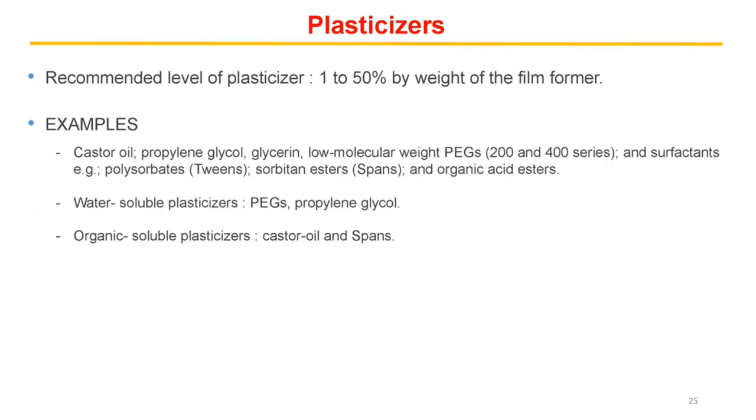24. Plasticizers. Recommended level of plasticizer: 1 to 50% by weight of the film former. Examples: castor oil, propylene glycol, glycerin, low molecular weight PEGs, 200 and 400 series, and surfactants, for example, polysorbates (Tweens), sorbitan esters (Spans), and organic acid esters. Water-soluble plasticizers: PEGs, propylene glycol. Organic soluble plasticizers: castor oil and Spans.